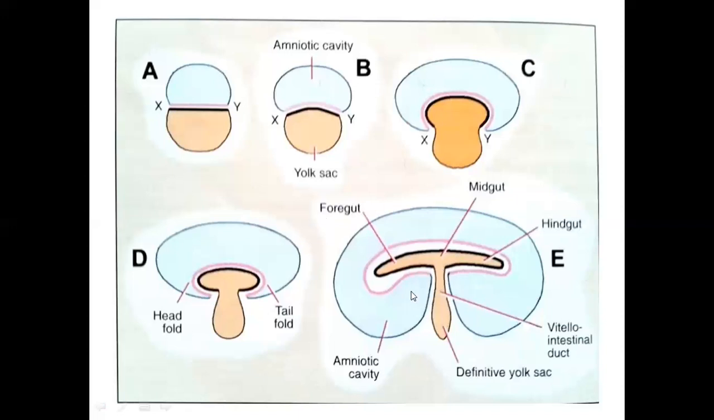Now here, just at the connecting stop of the vitello-intestinal duct, the part in front of it is called the foregut. The part just opposite to it of that primitive gut is called the midgut, and the part posterior to this vitello-intestinal duct attachment is called the hindgut. These are the three parts of the primitive gut.